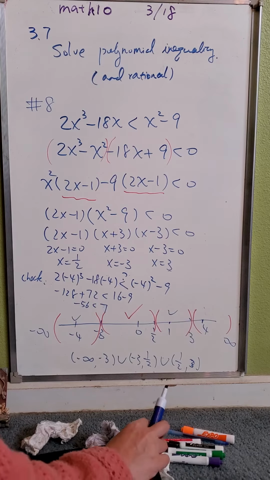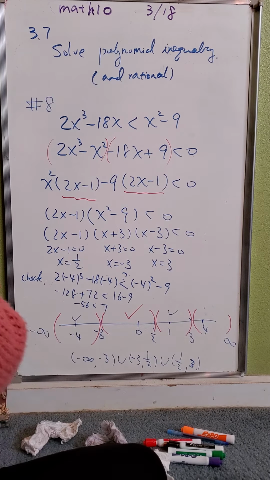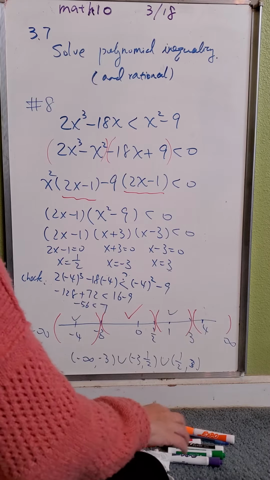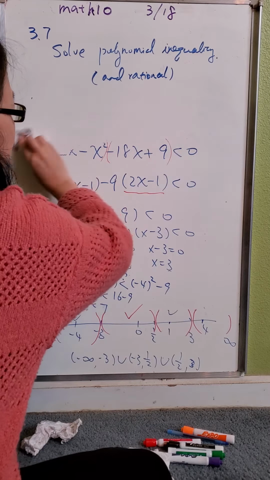So that's how we do these problems. And the last one is number... Now we learn how to solve a rational inequality.